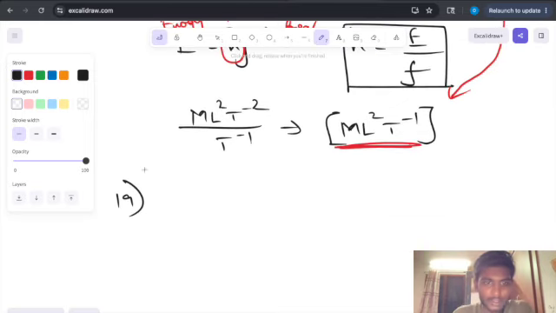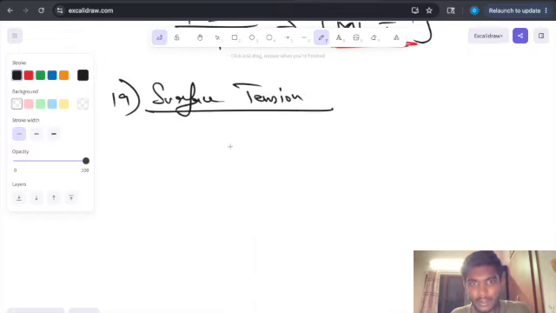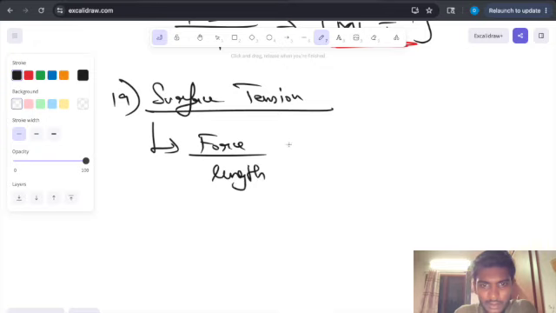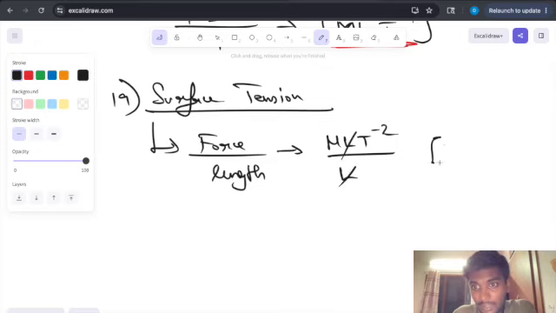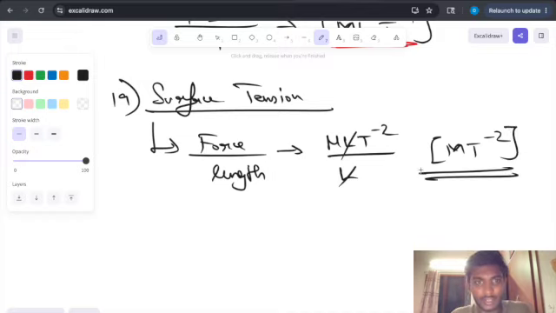18th, surface tension. It's fine if you don't understand what surface tension is, it is force by length, which is MLT raised to minus 2 by L. So L gets cancelled, and finally you will remain with MT raised to the power minus 2. So this is the dimension of surface tension.